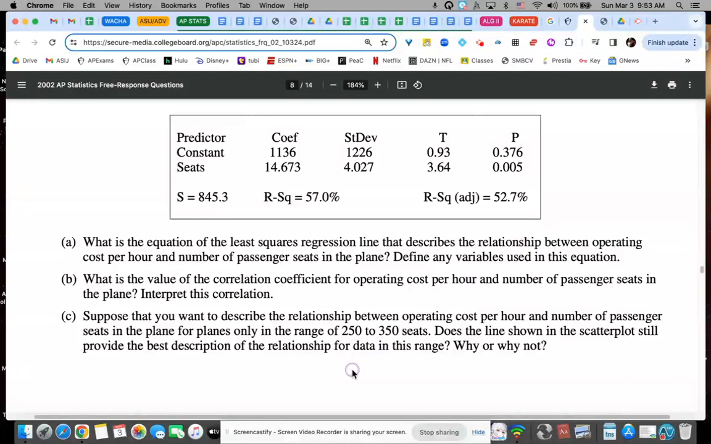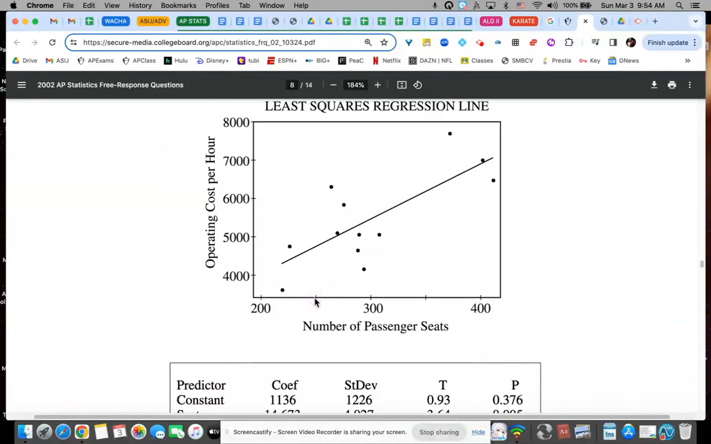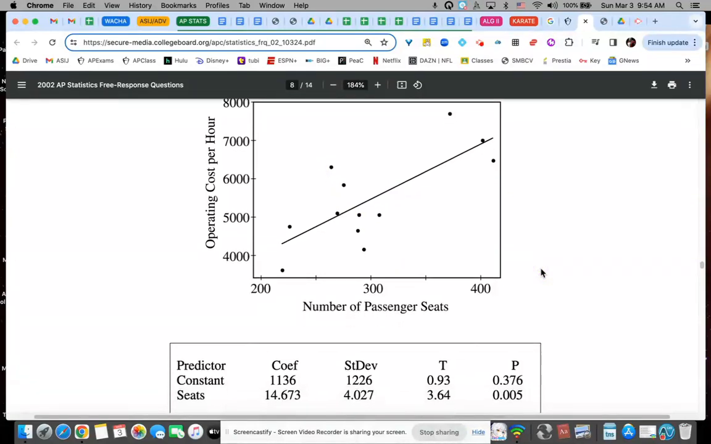Here's the piece where we're going to have to start talking about those groups. Suppose you want to describe the relationship of the seats and the cost, but you're only going to use the range 250 to 350 seats. All right, when I look up here, there's 250, there's 350. So just like I said, they're going to just be looking at that group in the middle. So if I'm just looking at that group in the middle, I'm going to have some kind of association like that, right? It's going to be a negative association.